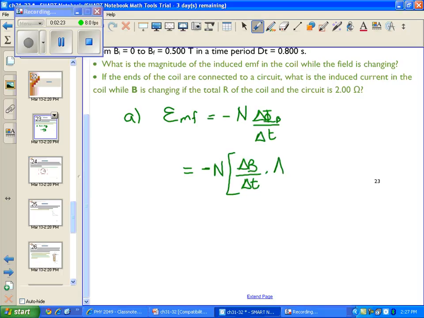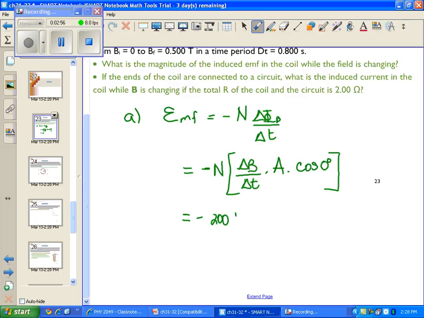and that multiplies the constant area of the coil times the cosine of the angle between the area normal and the magnetic field, which, by the way, is 0 degrees because the area normal and the magnetic field are parallel. That occurs when the magnetic field is perpendicular to the surface of the area itself. Well, let's go ahead and substitute in our values.